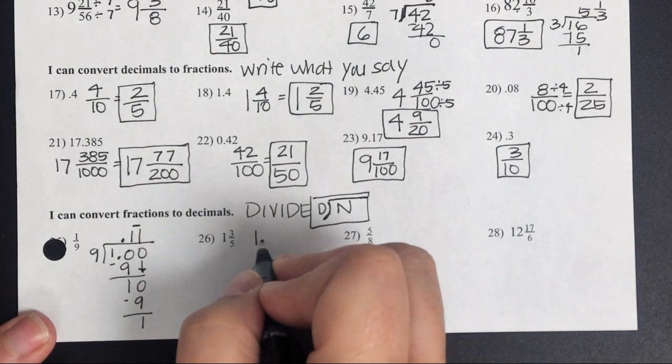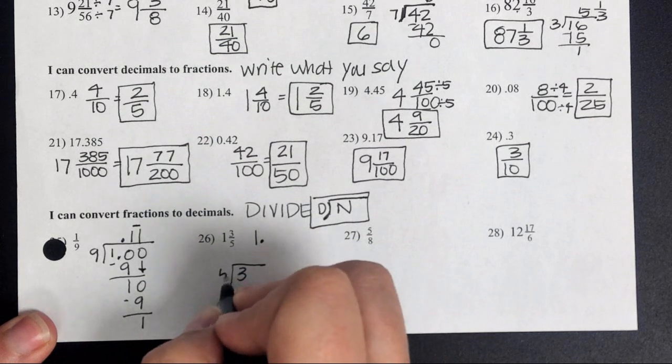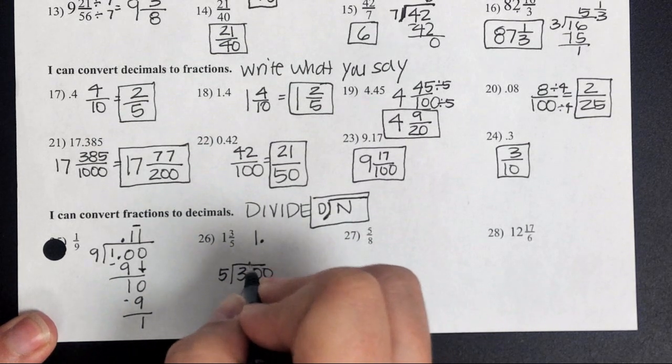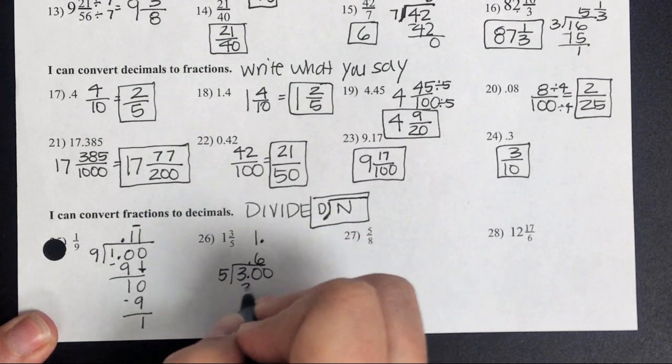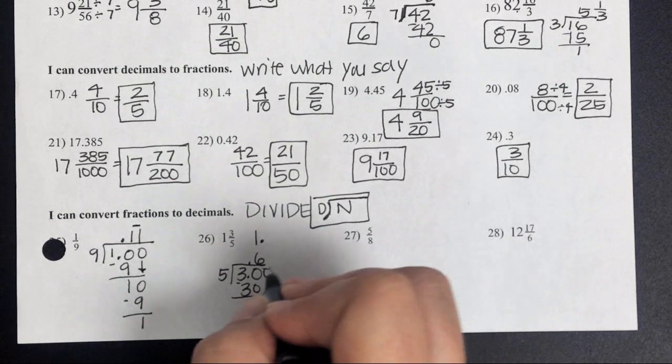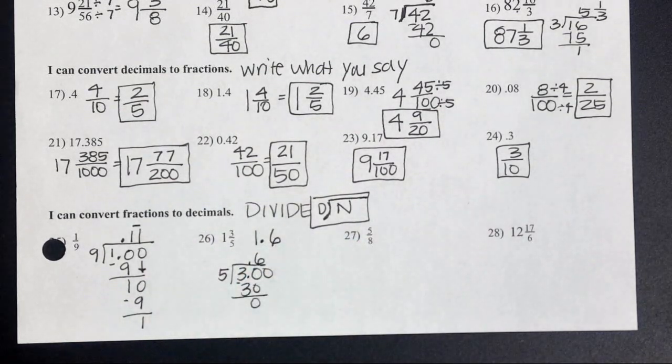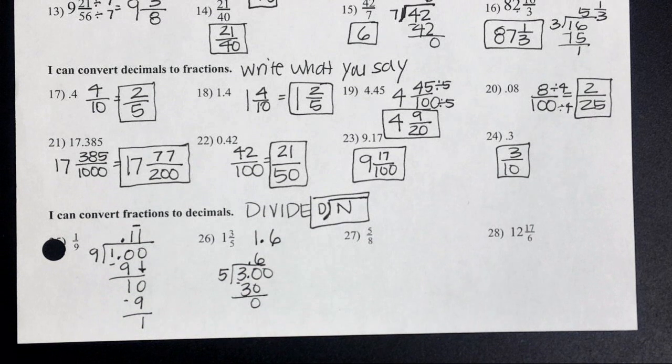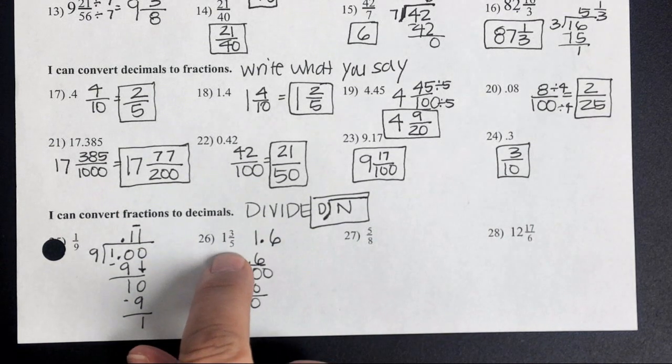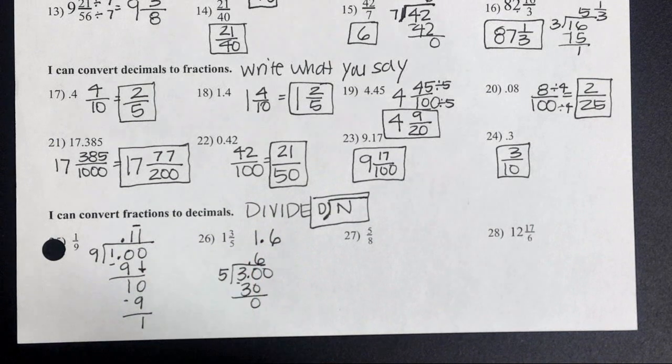Okay, keep our whole number the same. 3 divided by 5. 5 can go into 36 times. We have nothing left over, so I would add that to my whole number and get 1 6/10. Which, remember, if we were to change this to an unsimplified fraction, that would be 6/10.